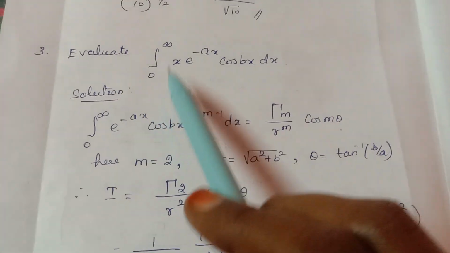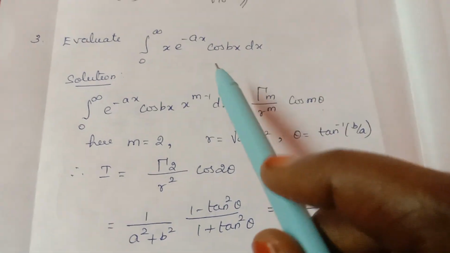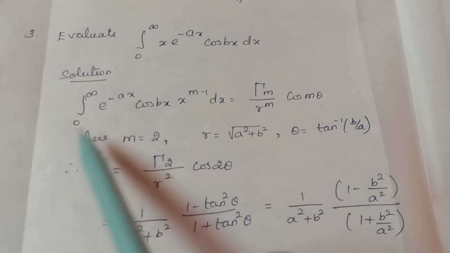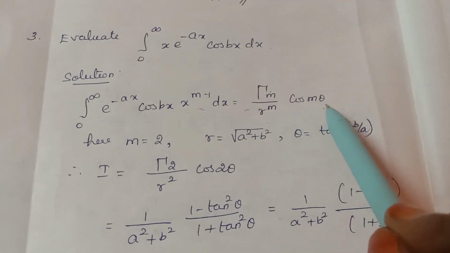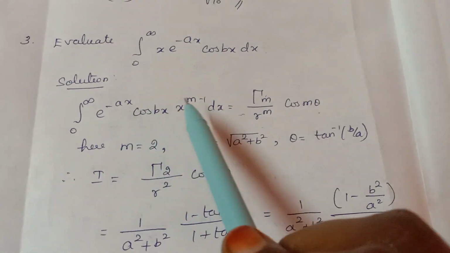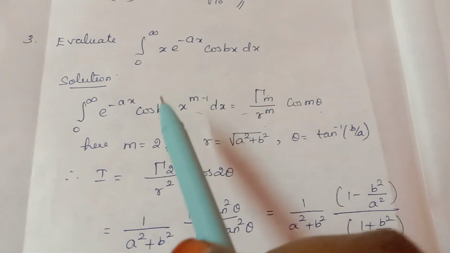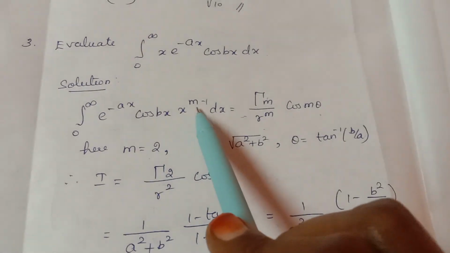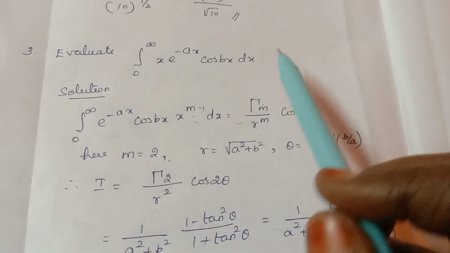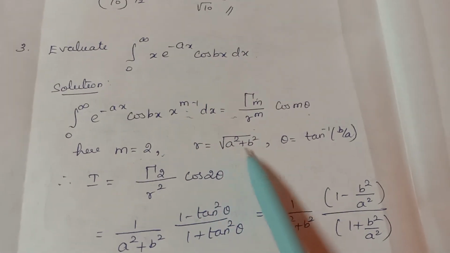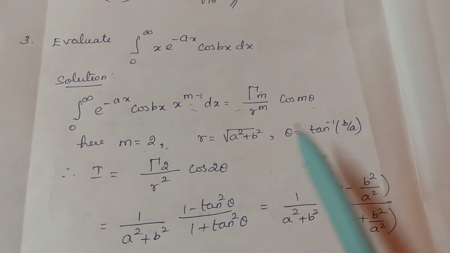Next, evaluate integral 0 to infinity x e power minus ax into cos bx dx. Now compare this with the formula that I have given already. So this is the formula gamma of m by r power m into cos m theta. If you compare, x power 1 is there, no? So m minus 1 equal to 1. That means m is equal to what? 2. Okay, so m equal to 2 and a is equal to a and b equal to b. So r equal to root of a square plus b square and theta equal to tan inverse of b by a. All these things are there in the formula.